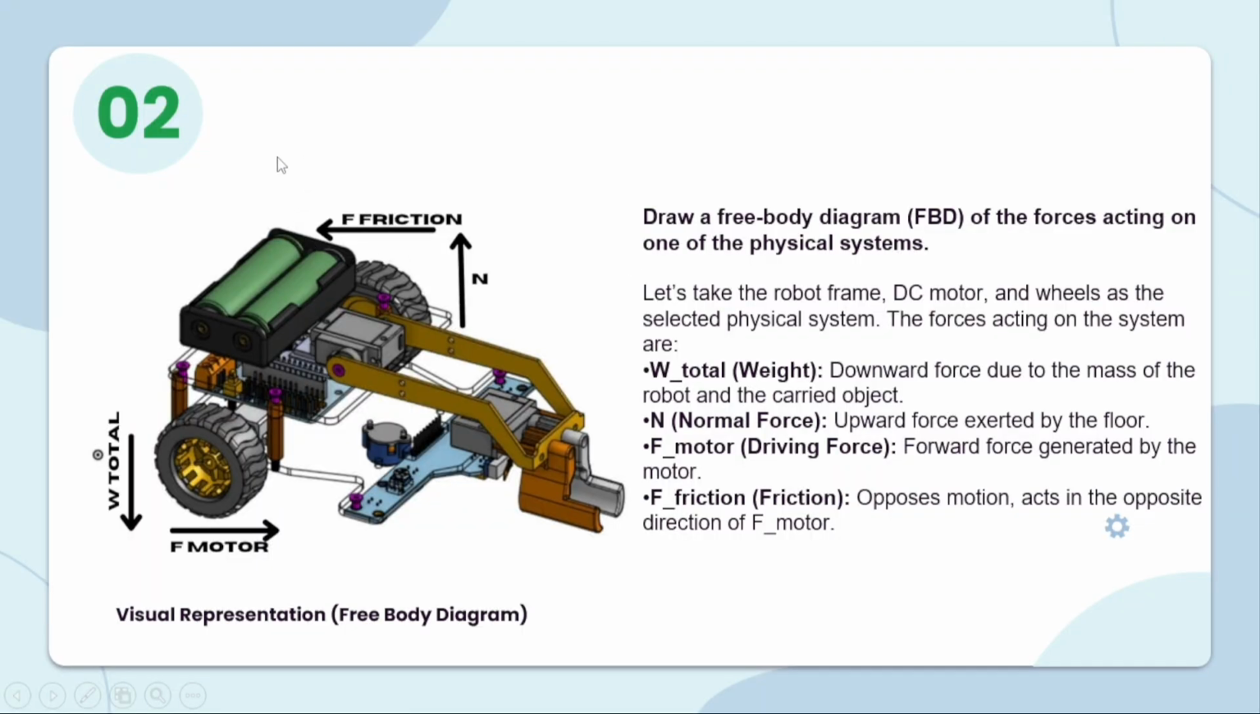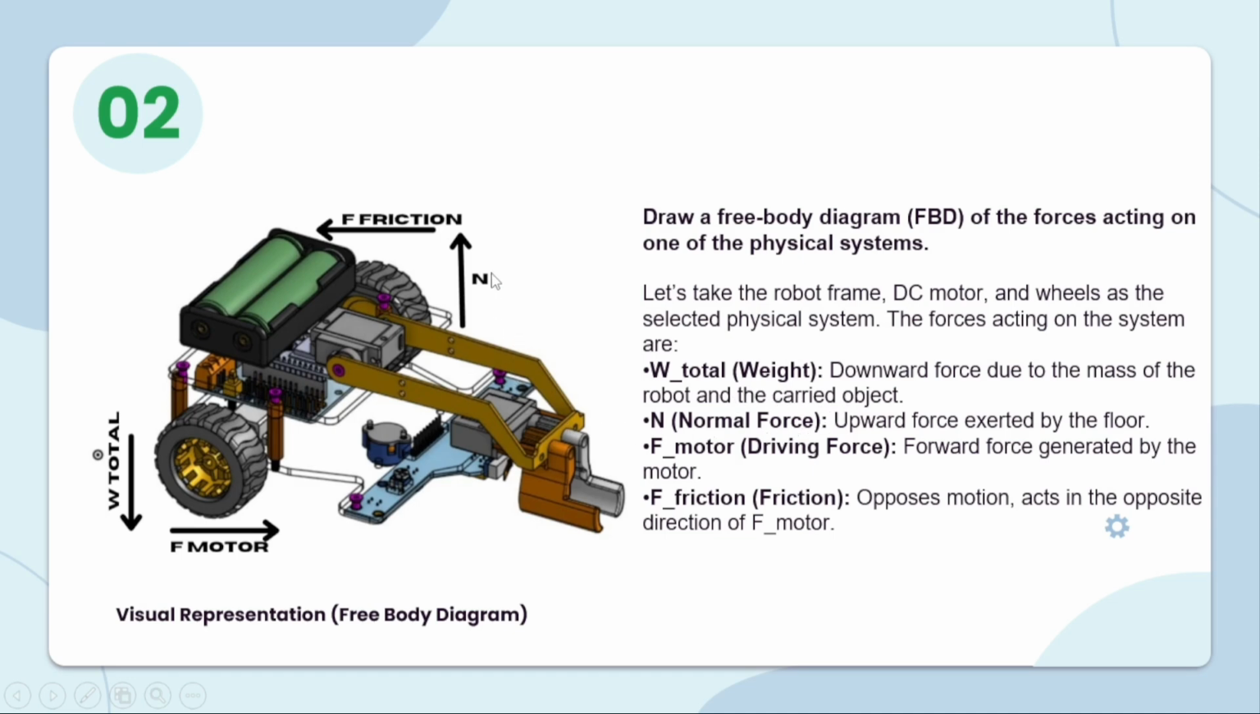Next is question number 2. Draw a free body diagram (FBD) of the forces acting on one of the robot systems. This is the free body diagram of the robot and its load. The downward force is the total weight, the downward force due to the mass of the robot and the carried object.